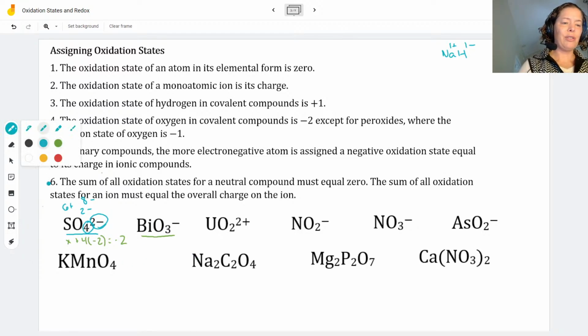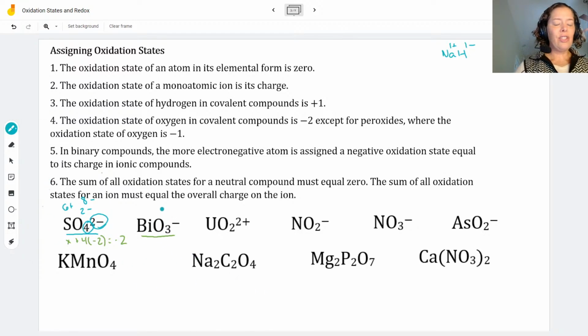Okay, let's do the same thing here with BiO3. Whoops, I meant to change colors here. Again, oxygen, -2. Oxygen is great for this. I have 3 of them, so overall I'm looking at an overall oxidation state there of -6. For my bismuth, I don't want it to be +6 because that would give me an overall oxidation state of 0. This is not a neutral compound. It's got an overall charge of -1. So my bismuth is going to equal +5.